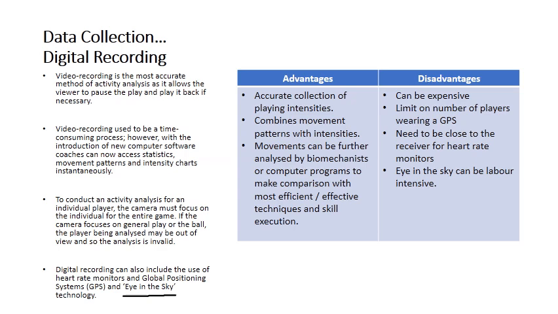With GPS, there's a limit on the number of players that can be wearing one at any one time on the field. With heart rate monitors, you need to be relatively close to the receiver, and wearing a watch on your wrist during the game is not ideal for a start, but also you've got problems with how far away the people on the sideline recording the data can be. And the eye in the sky technology, because it's so many cameras, can be pretty labour intensive, although it is becoming more and more digital.